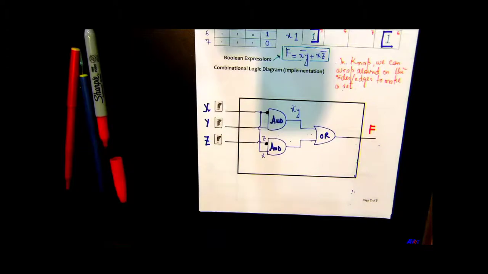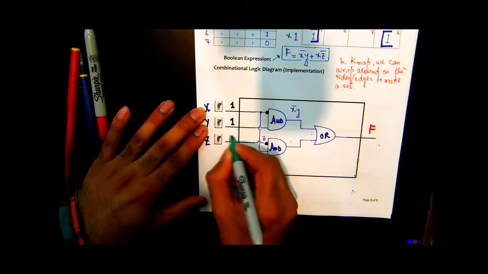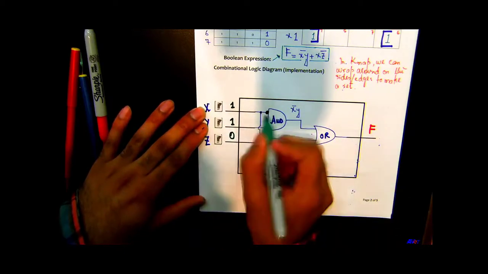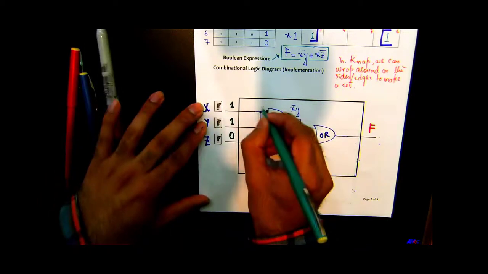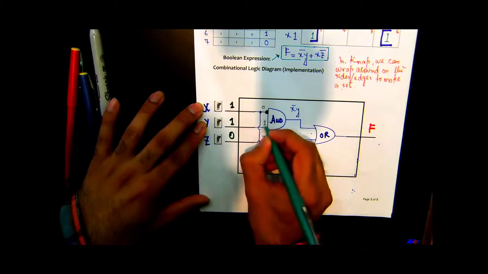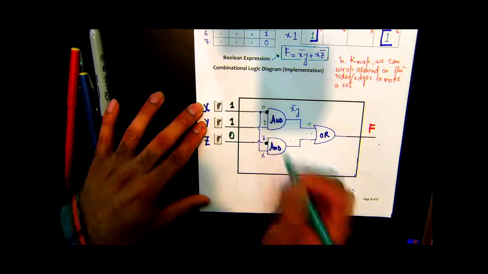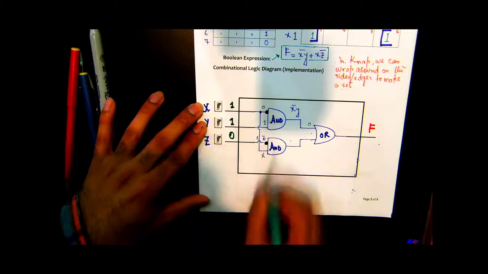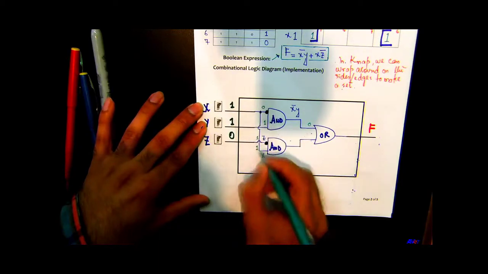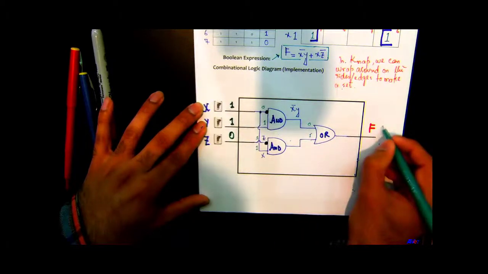Okay, we can try one combination here. Maybe we can try 1 1 0. X is 1, Y is 1, Z is 0. So this would mean you get what here? This is going through a bubble, so this is 0, 1, and 0 and 1 goes to an AND gate, you get 0. Here Z is 0, so this becomes 1 because there's a bubble here. X is 1, 1 and 1 goes to an AND gate, you get 1. 0 and 1 goes to an OR gate, you get 1, right?